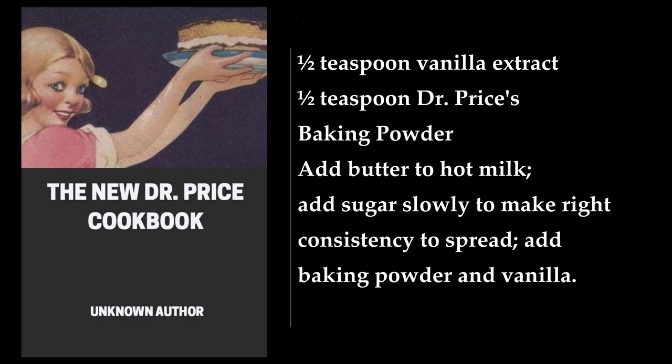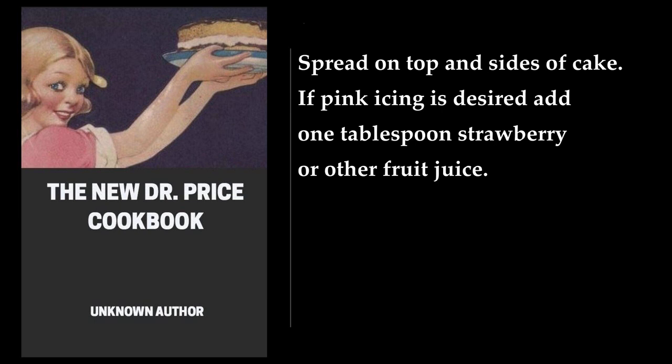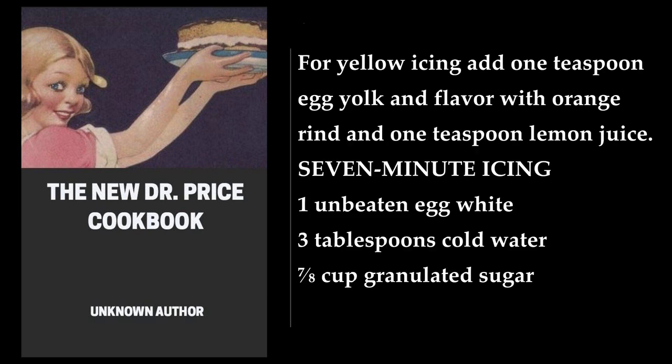Add butter to hot milk. Add sugar slowly to make right consistency to spread, add baking powder and vanilla. Spread on top and sides of cake. If pink icing is desired, add 1 tablespoon strawberry or other fruit juice. For yellow icing, add 1 teaspoon egg yolk and flavor with orange rind and 1 teaspoon lemon juice.